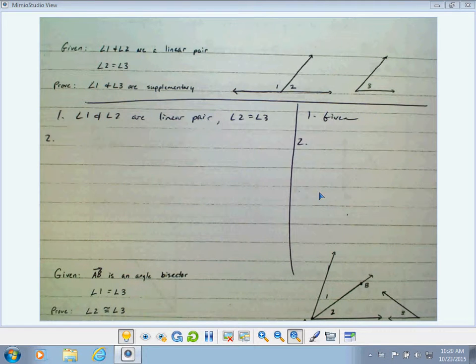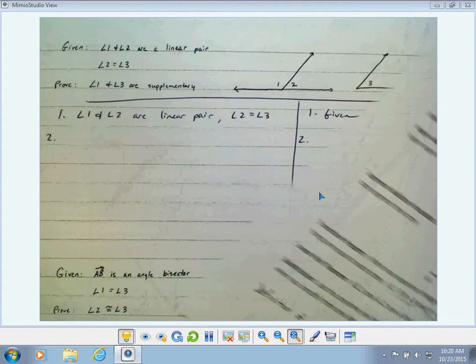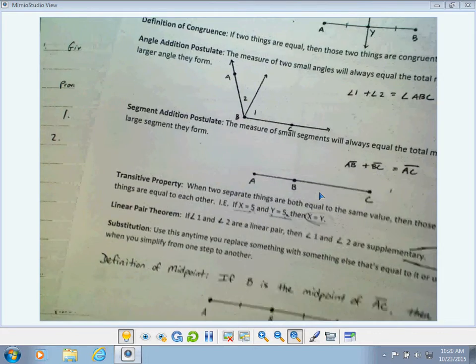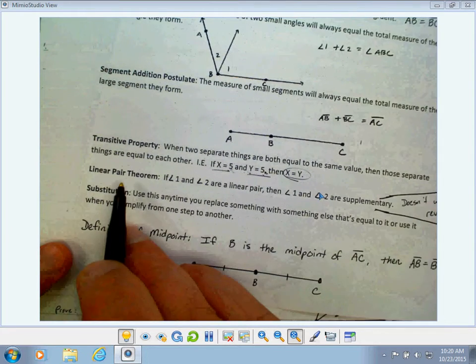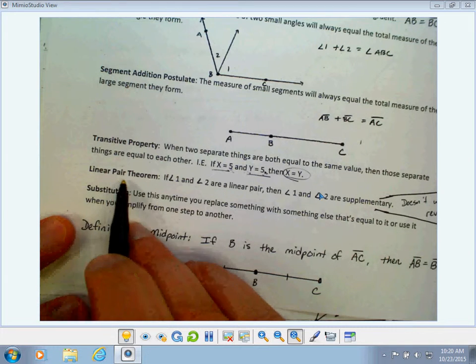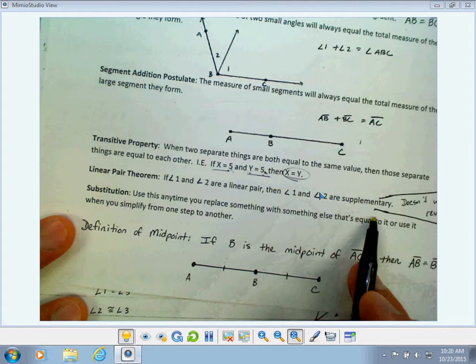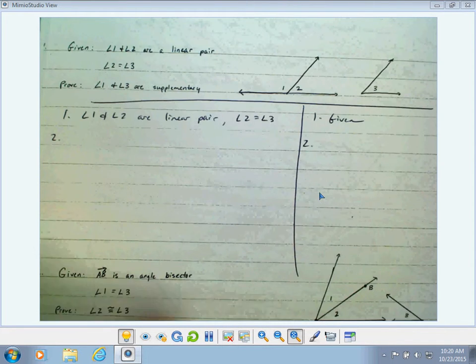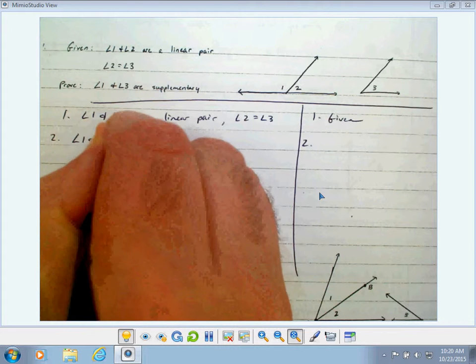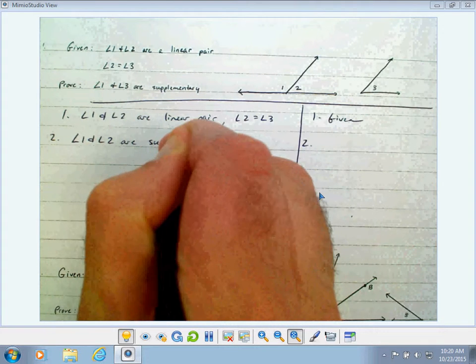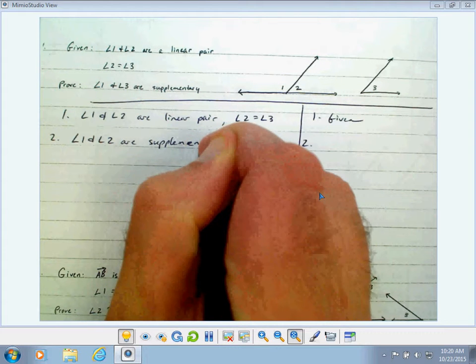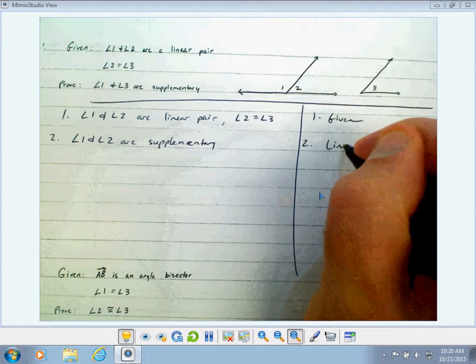So if you go to your theorem list, again it's an angle proof, so that eliminates a lot of our theorems right away, because many of them deal with segments only. But I see linear pair in the given, so I look on the paper to find the linear pair theorem. It's right here, the only one that says anything about a linear pair. And all it tells me is if they're a linear pair, which they are, then I can write angle 1 and angle 2 are supplementary. So for number 2, the next thing I can write is angle 1 and angle 2 are supplementary. And that's from the linear pair theorem.